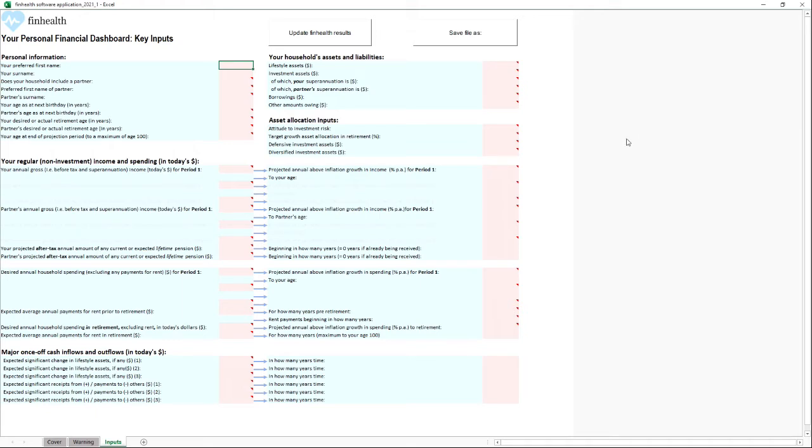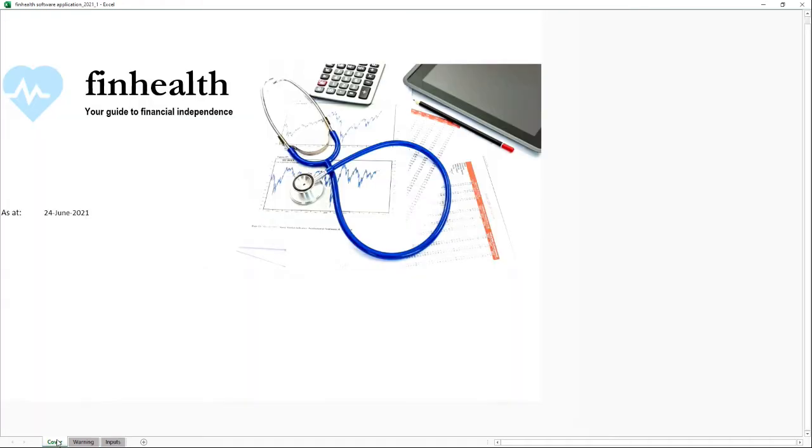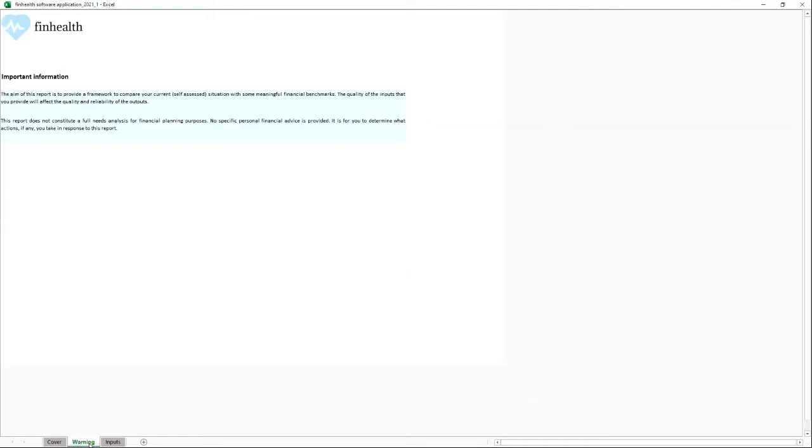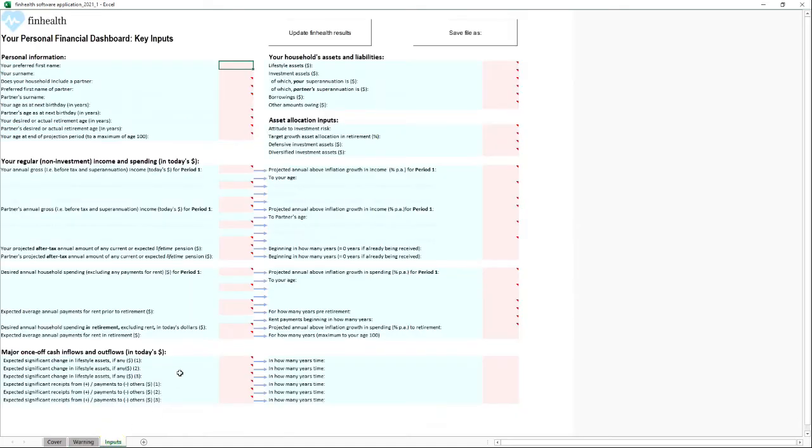Two other tabs are visible, a Cover tab and a Warning tab. Both these pages are included in the report prepared by the software. The Warning tab serves to make it clear that the software does not constitute personal financial advice. Rather, it seeks to help you understand where you sit on what the finhealth framework regards as 5 key indicators of good financial health. Returning to the Inputs tab, you can see it's broken down into 5 sections.